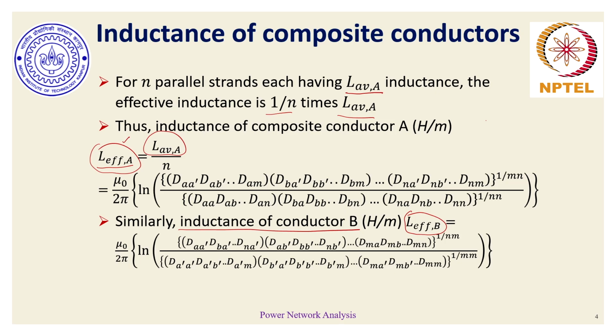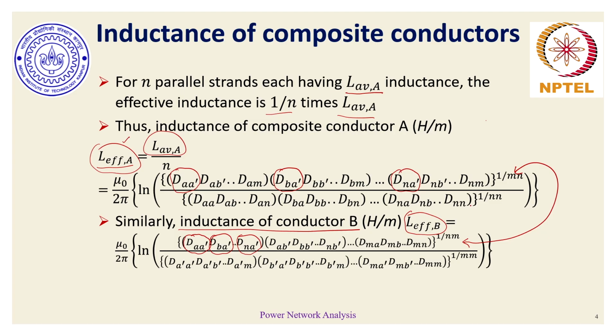The product pairing wise, the notations are different, but if I focus on D_AA dash, D_AA dash is present here, and it is also present over here. D_BA dash is present in this group, but in the other group, D_BA dash is the first term. Similarly, D_NA dash appears as the first term in L effective A. So essentially, these two numerator terms are exactly the same. The denominator terms are, however, different.